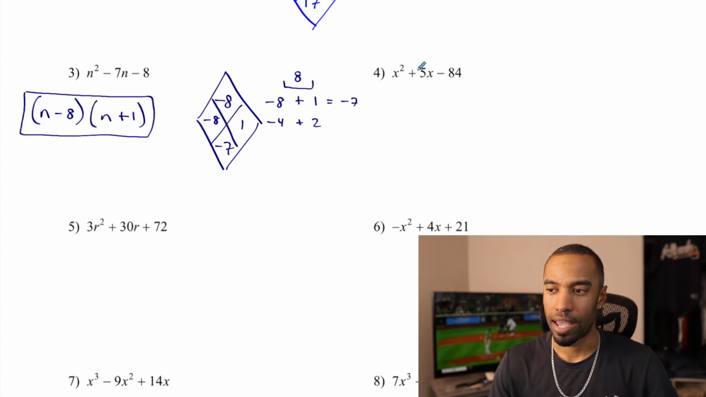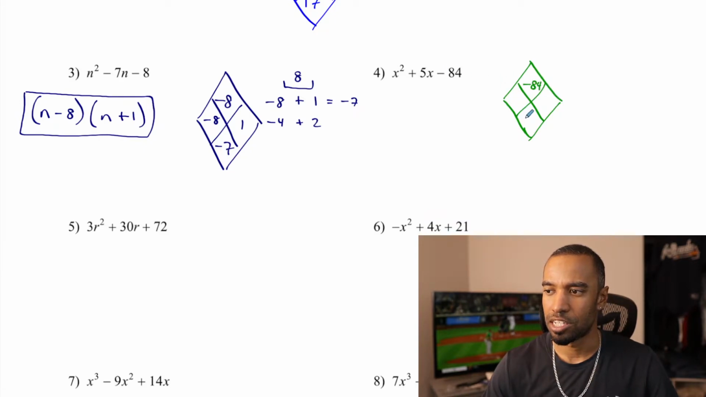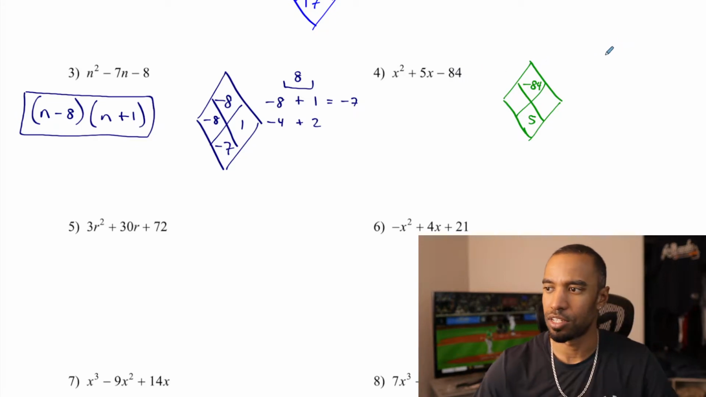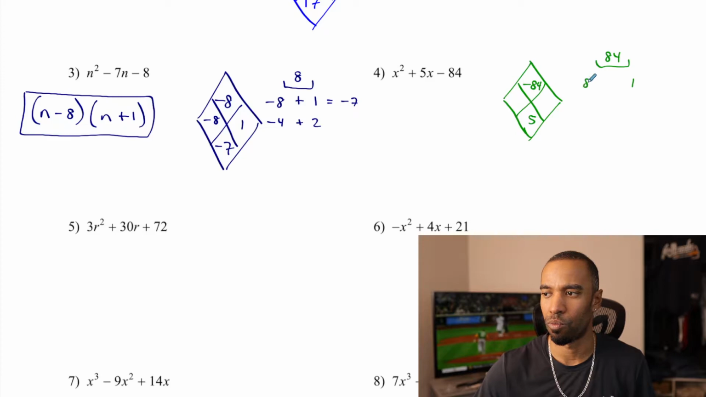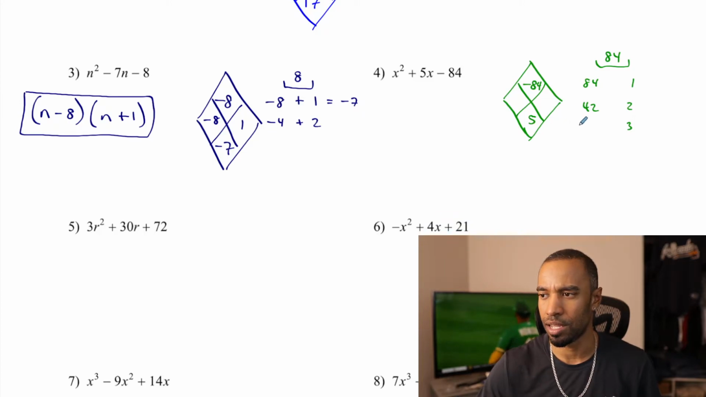Number 4, 1x squared plus 5x minus 84. Once again, what two numbers multiply to make negative 84 and add to make 5? This last time I'm going to do the diamond. In this case with negative 84, we've got to list our factors of 84 and see what happens. Let's divide it by 1, 2, 3. Yeah, 3 is 28, I think. 4 should be 21. 5 doesn't work.